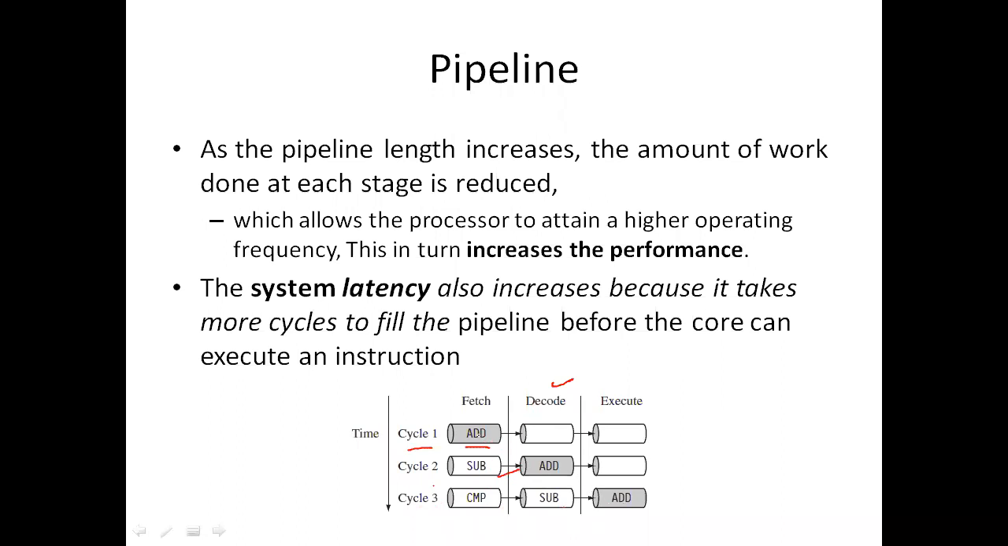So you can see that in this code, there are add, subtract, and compare instructions. In order to execute the first instruction, the add instruction, it will take three clock cycles. After 3 clock cycles only, the add instruction execution will be completed. That means in order to execute an instruction, the pipeline must be filled. Once it reaches the last stage, the instruction execution is complete.